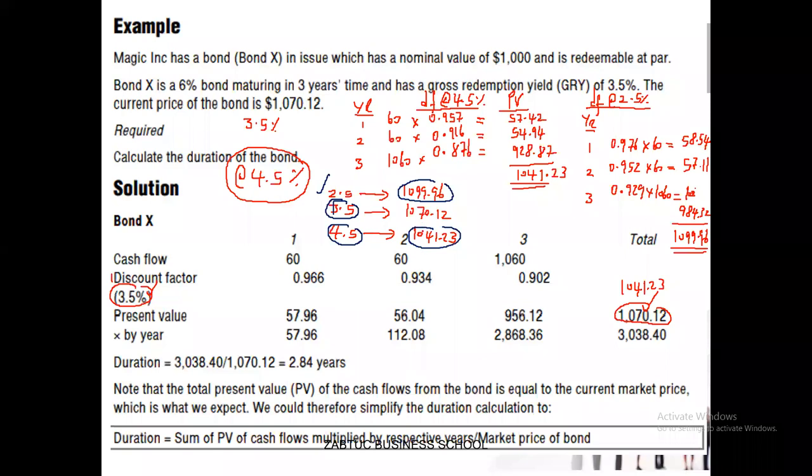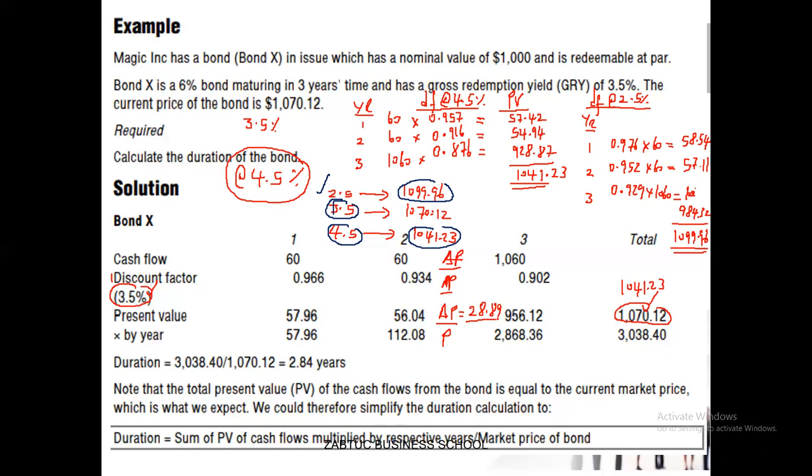So what's the percentage change here? Can somebody calculate for us what the change is? From there to there, what is the change? So change in the price over the price. Can somebody please subtract this for me? What has been the change that you have seen? 1040.123. What's the change in the price? It's 28.89. Okay.